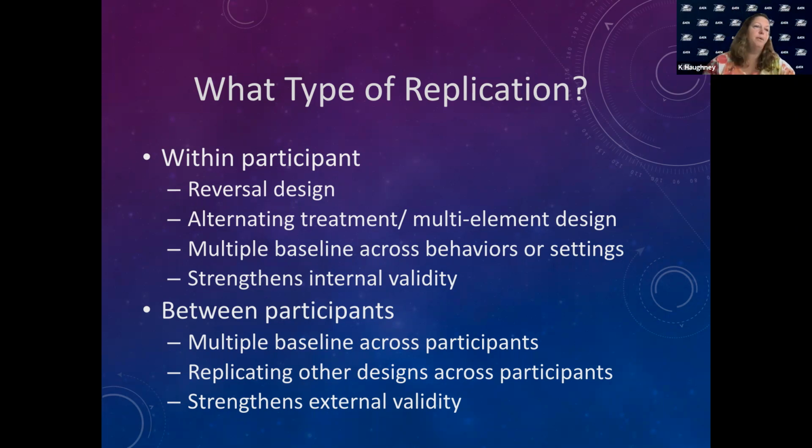Okay, that's another example. It can also be replication between participants. So when there are multiple participants involved, the multiple baseline would be the demonstration of effect with participant 1, the demonstration of effect with participant 2, participant 3, and so on.